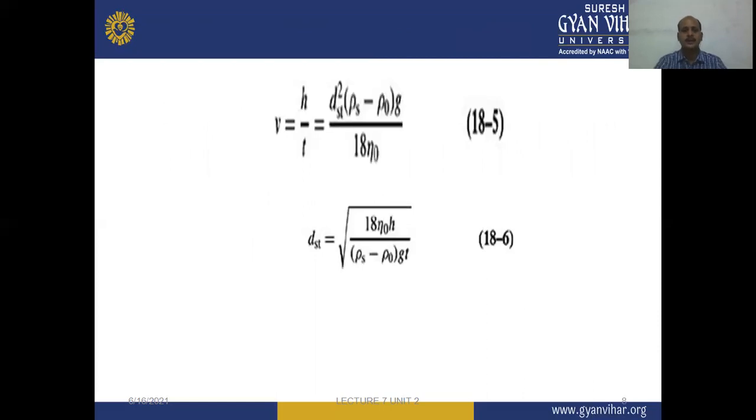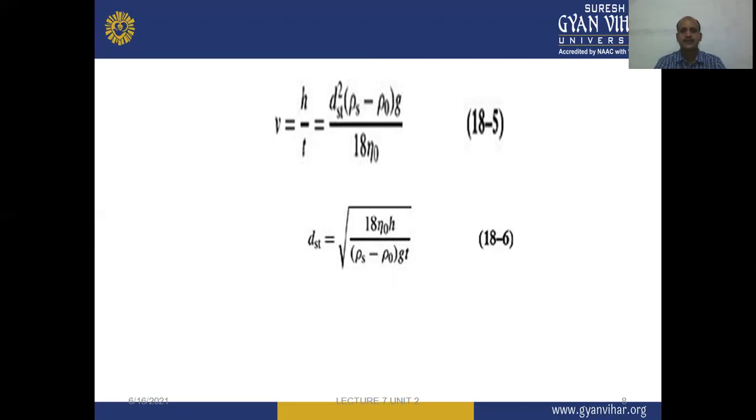It is written as v equal to h by t, which is equal to d square (rho s minus rho 0) g divided by 18 eta 0. When we rearrange this equation to determine the Stokes diameter, dst is equal to the square root of 18 eta 0 h divided by (rho s minus rho 0) g t.